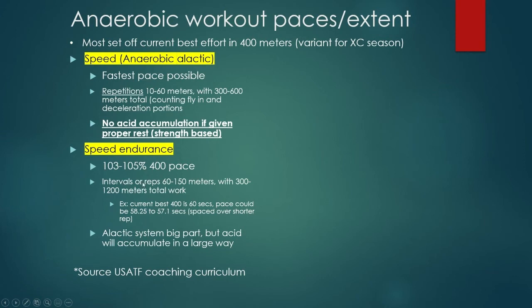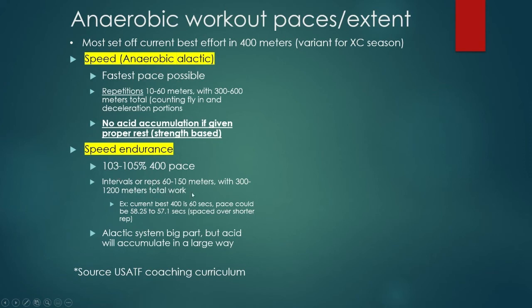So there's going to be intervals or reps, whichever you think is right at the time of the year, between 60 and 150 meters. So if you just go 60, it's going to be mostly alactic, but if you go, say, 100, you're going to get a lot of the energy from the alactic system, but then glycolysis is going to have to be involved. You go all the way out to 150 meters, it's going to be on the slower end more likely, with 300 to 1200 meters of total work. That's just the actual rep here.